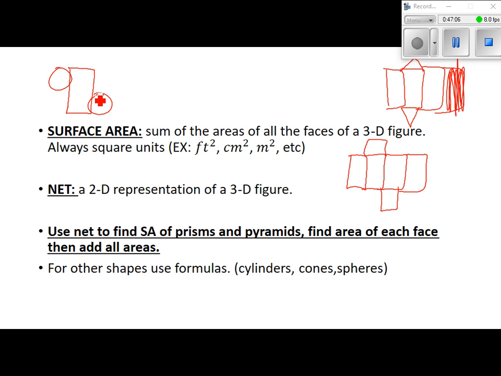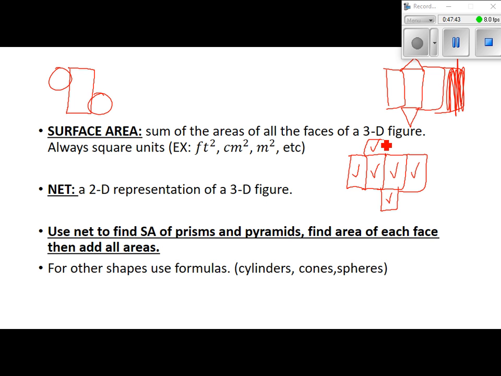So when we're doing this, we're going to use nets to find the surface area. What I mean by that is, there are formulas for everything, like we said before when we were finding areas and perimeters of just two-dimensional shapes. There are formulas for all of these. We do not want to use the formulas on all of them because it's a pain. What you're going to do on each one of these is find the area of this shape, that shape, that shape, and then do what with all those areas? Add them all up.